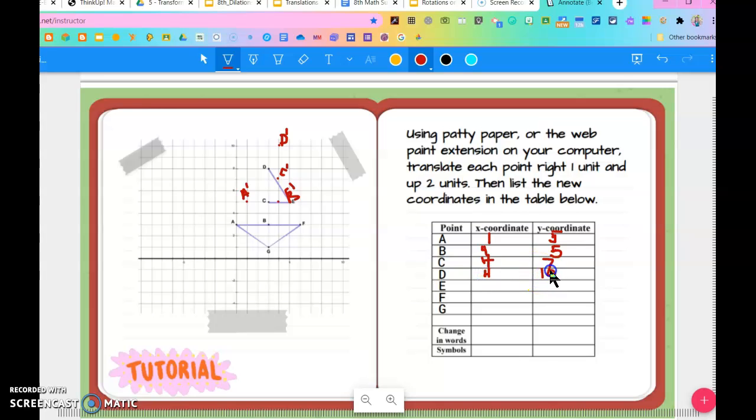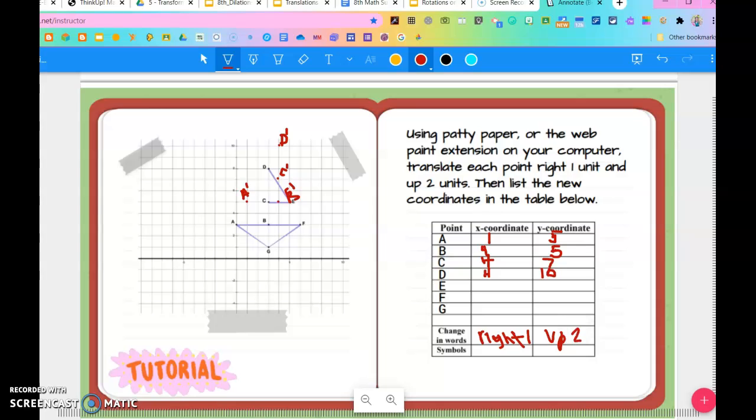And you're going to continue that through the whole table. At the bottom of the table, you're going to say what happened. So how did we move these points? We moved it to the right. How many? Right 1. And then we moved it up 2.